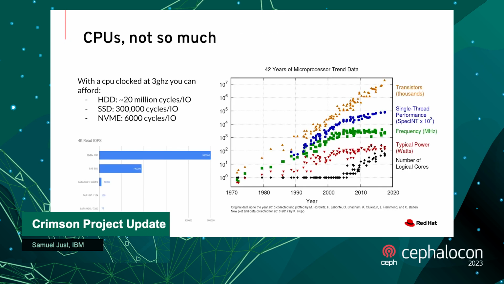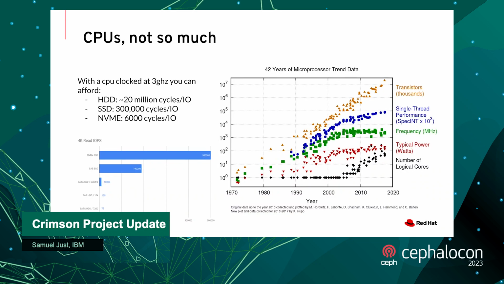But CPU throughput really hasn't kept pace. With the sort of 150 IOPS, a hard disk, you could afford to spend perhaps 20 million cycles per I/O. With SSDs, 300,000. But with an NVMe device, only like 6,000, which is not many. That's few, in fact.